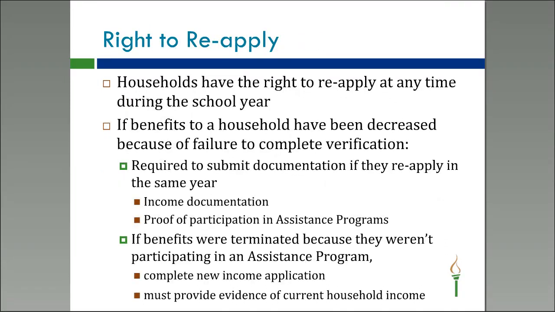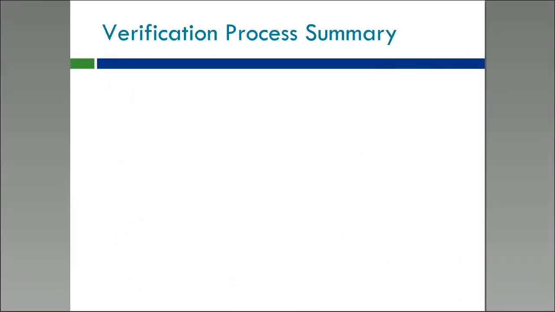Households have the right to reapply for benefits at any time during the school year. However, if they were pulled for verification, when they reapply, they'll need to provide supporting documentation at that time. So either proof of their income or proof that they're participating in an assistance program or that they're foster. So the next year they can reapply without providing supporting documentation, but if they reapply within the year they were selected for verification, they must provide documentation.